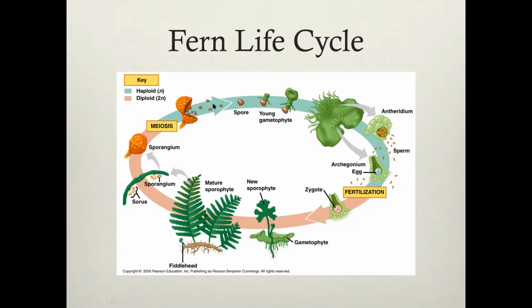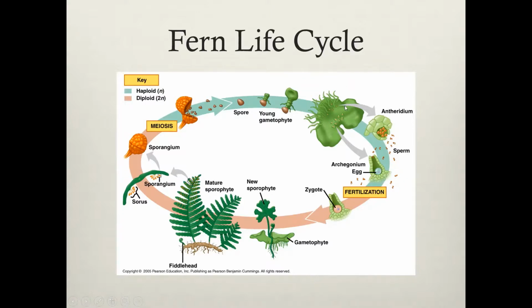Now the spores are going to be released into the environment. These 1n spores will each develop to be a gametophyte. With ferns specifically, we don't have male and female gametophytes because each gametophyte has both male and female reproductive organs. So each spore is going to grow up to be the gametophyte of this fern.